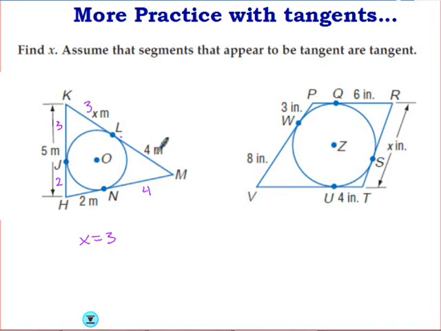Okay, you're just working your way around the shape. You label what you can figure out, and the rest, you're going to add and subtract to label the parts. Here we have this is 8, so this is 8. This is 4, so that has to be 4. This is 6, so that has to be 6. And we're missing this side right here. This is x, so x is 6 plus 4, so that's 10. That's it for tangents, guys.